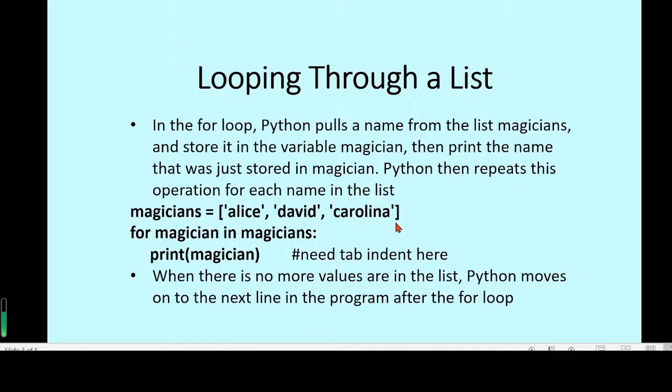So this is a list of magicians with 3 magicians. And we can write for magician in magicians. So magicians is a list. In the for loop, for magician will take each element from magicians, then store it in the variable called magician. Then inside the for loop, we print each magician until there's no magician left in this list. When no more values are in the list, Python moves on to the next line in the program after the for loop. So this is a for loop.